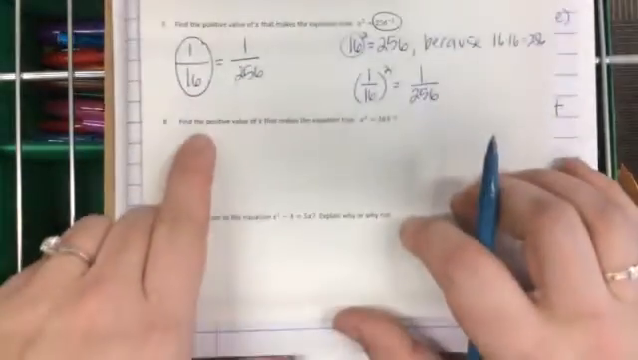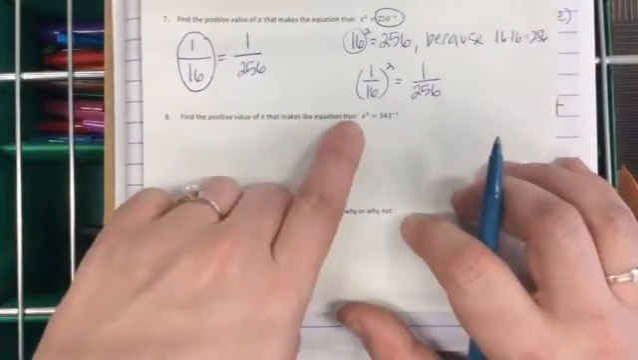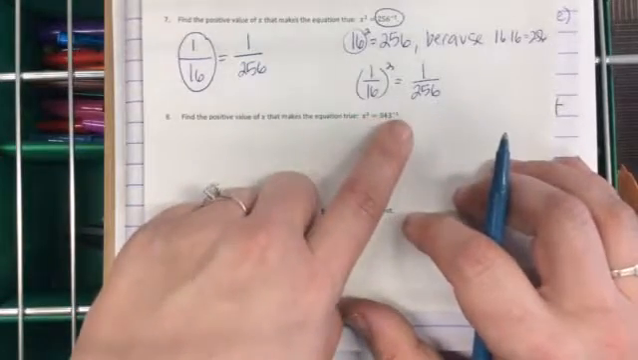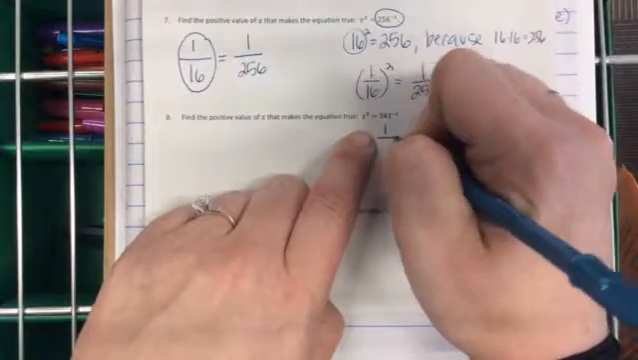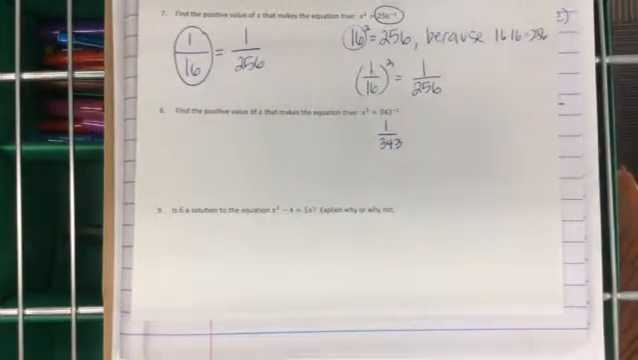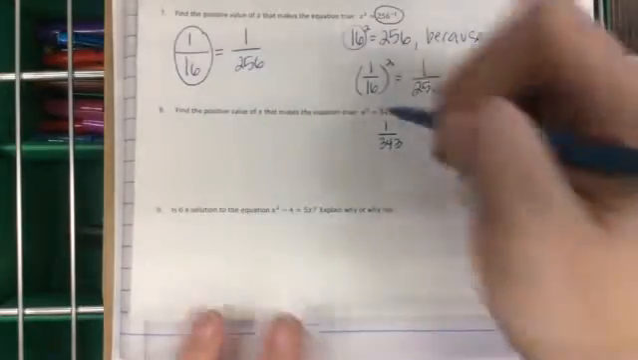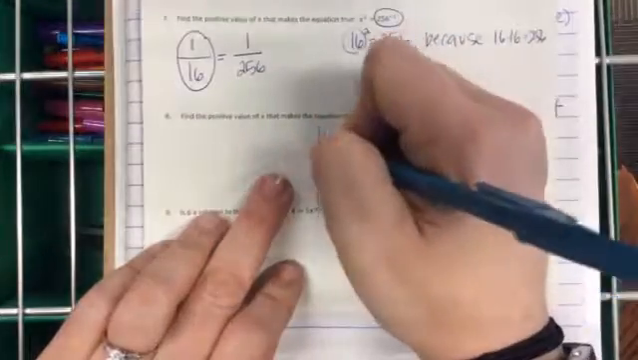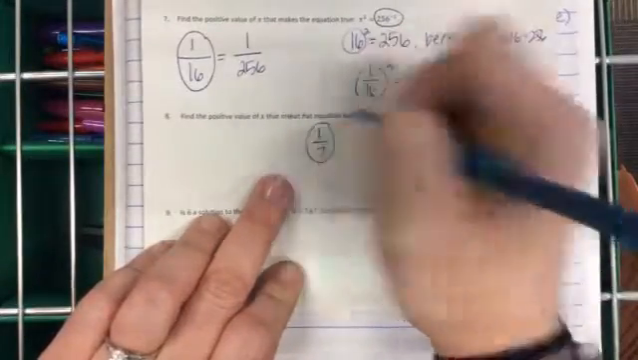So let's try this one. Find the positive value of x that makes x to the third equal 343 to the negative 1. So what that means is my 343 is going to be in the denominator. What times what times what? It's a cube equals 343. Kalia, what'd you get? 7. So the answer is 1/7.